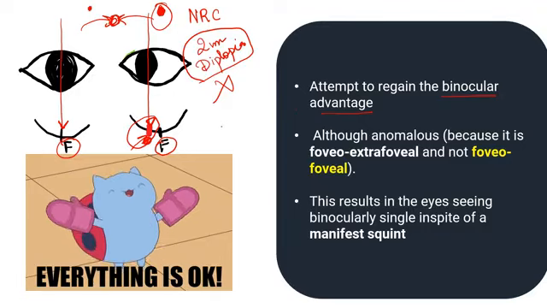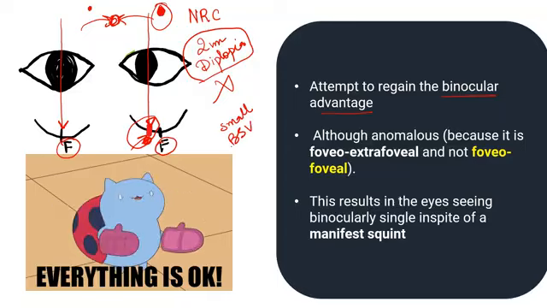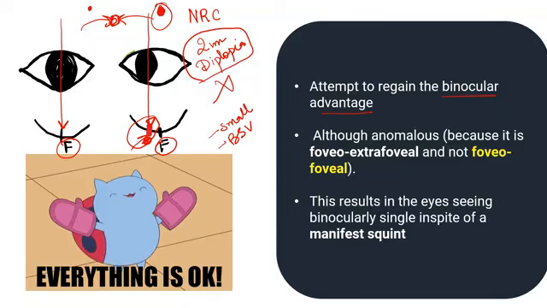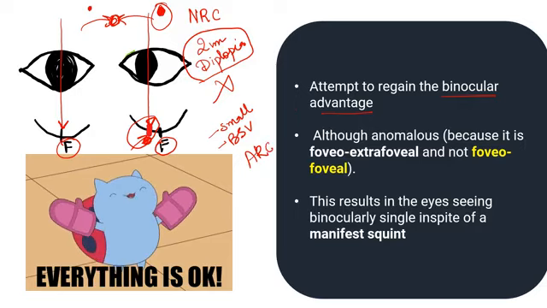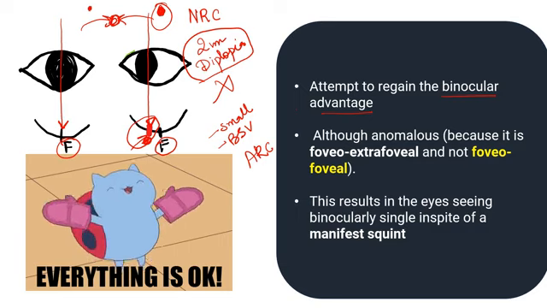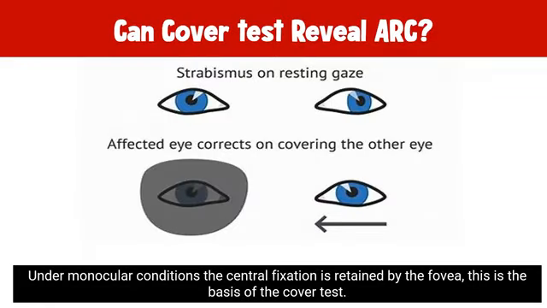If you see a very small angle of deviation and the patient performs very well on binocular single vision tests, you know that probably the patient has an abnormal retinal correspondence, right? So this results in the eyes actually seeing binocularly single in spite of having a manifest squint. So can the cover test actually reveal abnormal retinal correspondence? Yes, it can. We will also discuss various other investigations that can help you diagnose abnormal retinal correspondence.